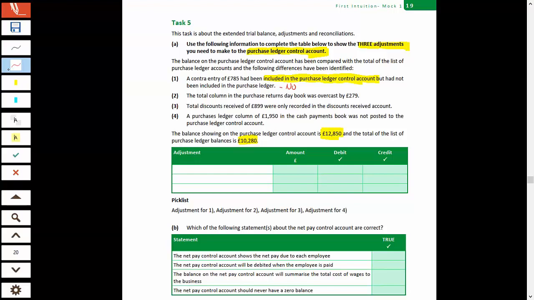So we automatically know that 2, 3, and 4 have to be adjustments, don't we? Because the question is looking for 3 adjustments. So just by doing a simple process of elimination, we've not had to run a logic check on all of these. We found the wrong one. Fortunately, it was number 1. And we now know what our adjustments are going to be.